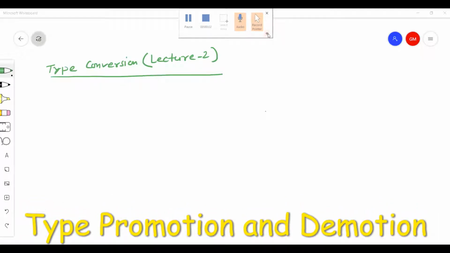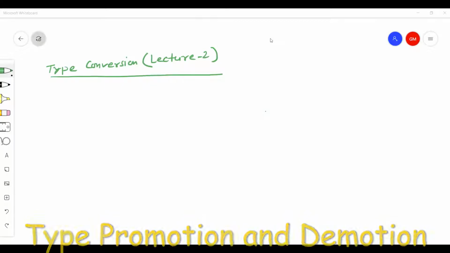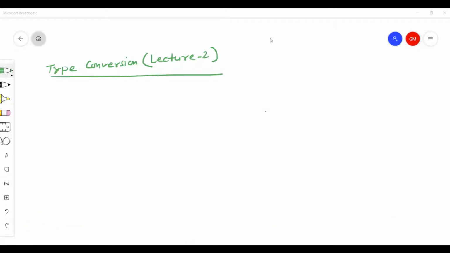Okay, welcome back. Let us continue our topic, type conversion, which I introduced in the last lecture of this C programming video lecture series. In the last lecture, I introduced what type conversion is and how the compiler implicitly converts one type to another type. So in the last lecture, we covered two kinds of type conversion.